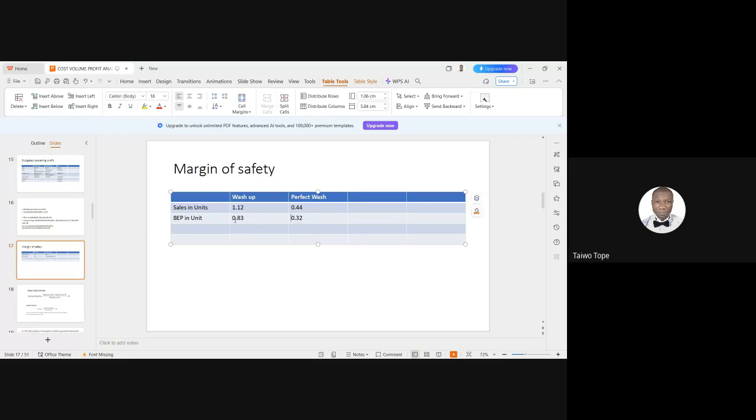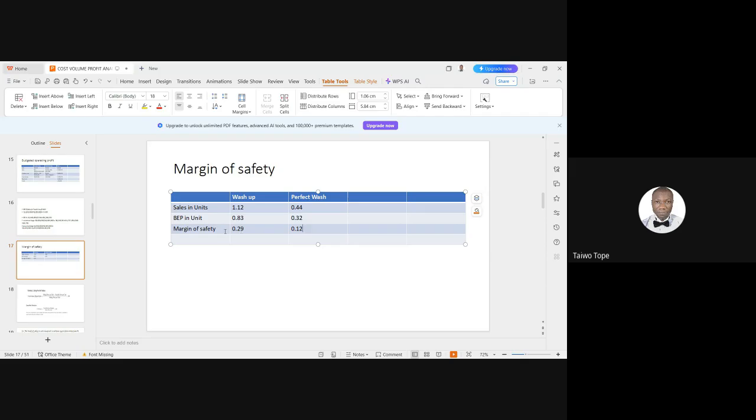So now your margin of safety in units will be what? 0.29. It will be sales in units actual minus break-even. This will be what? 0.44 minus 0.32. 0.12.